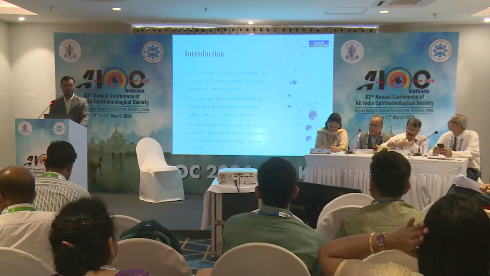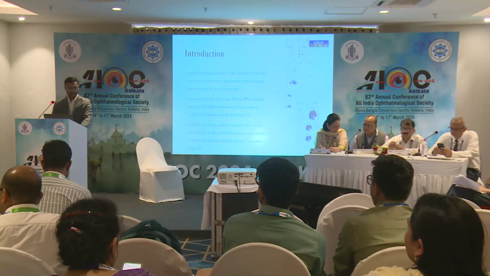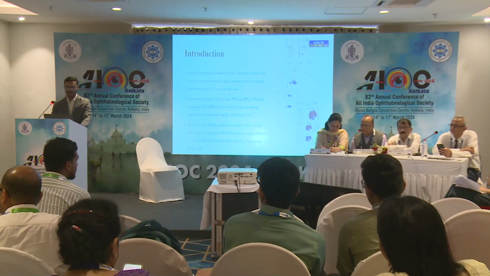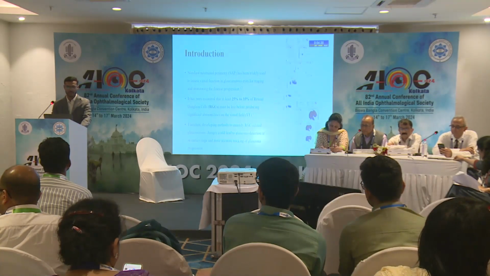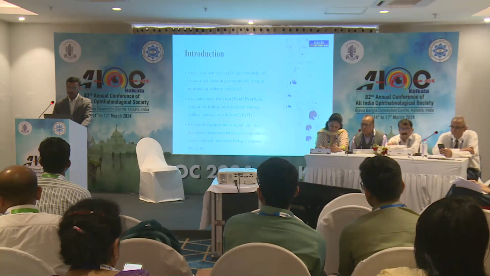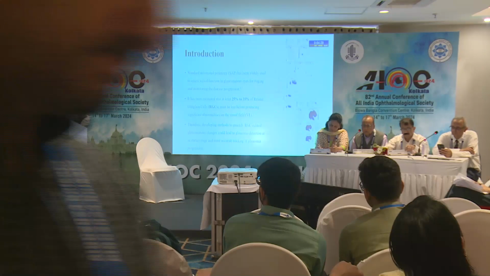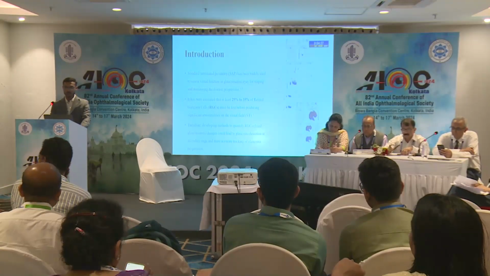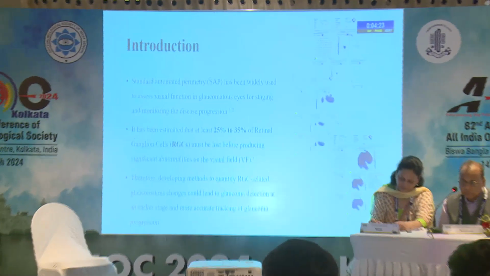widely used to assess visual function in glaucomatous eyes for staging and monitoring the disease progression. It has been estimated that at least 25 to 35% of retinal ganglion cells must be lost before producing significant abnormalities on visual field. Therefore, developing methods to quantify retinal ganglion cells related to glaucomatous damage changes could lead to glaucoma detection at an earlier stage and more accurate tracking of glaucoma progression.